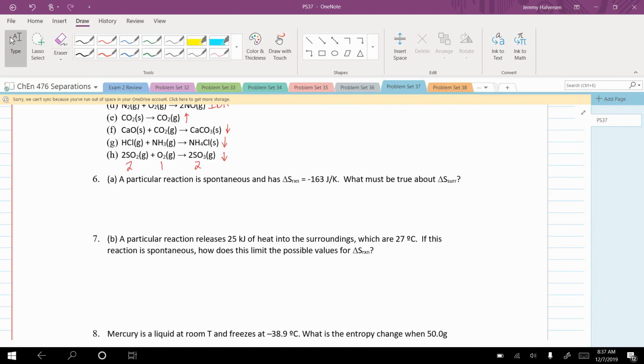I know that delta S of the universe equals delta S of the system plus delta S of the surroundings. If I don't put a subscript, that implies system. So what do I know about these things? Do I know anything about delta S of the universe? It doesn't say anything except that the reaction is spontaneous. What does that mean? This has to be positive.